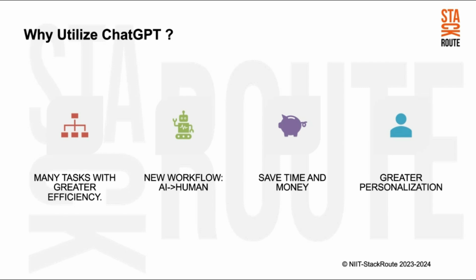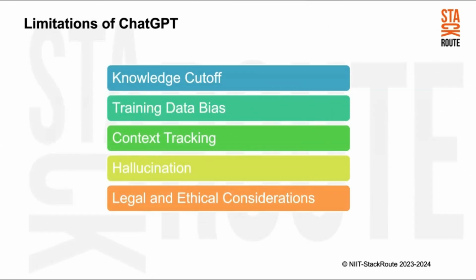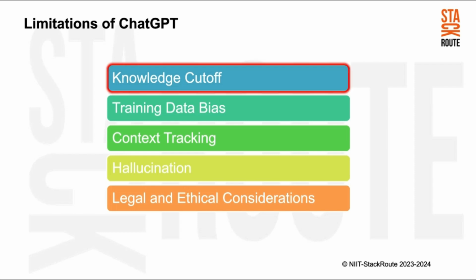But like every coin has two sides, ChatGPT too has some limitations which we'll be discussing in the next slide. So although ChatGPT is a valuable tool that can perform a huge variety of tasks, there are some limitations to be aware of to use it effectively. And the first limitation is knowledge cutoff. ChatGPT was trained on data up to a certain date and the model is not connected to the internet or any other external sources, so it is not aware of events beyond that date.